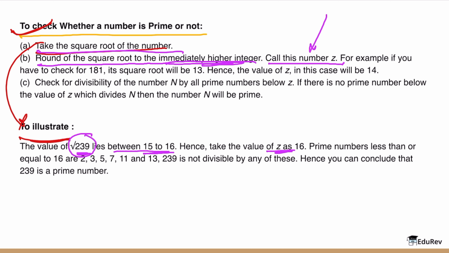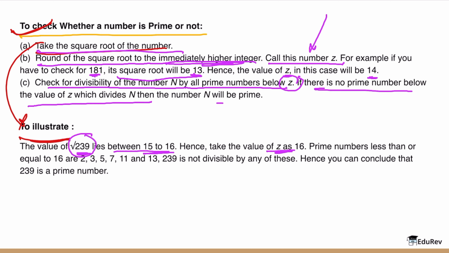Now, for example, if you have to check for 181, they have given the example itself. If you need to check for 181, then the square root of it is going to be 13 point something. So z is going to be in that case 14, because you need to take the immediate higher integer. Now check for divisibility of number n by all prime numbers which are below that number z. If there is no prime number below the value of z which divides n, then the number is a prime number.